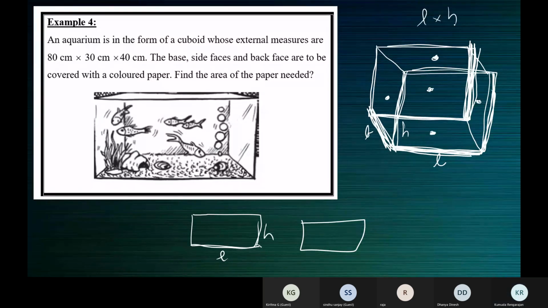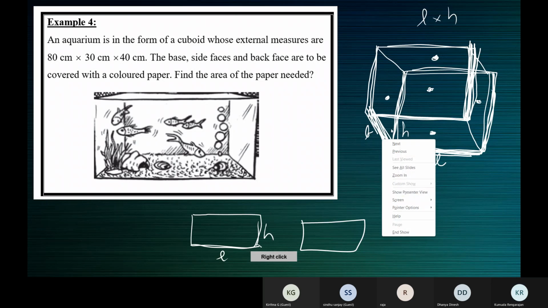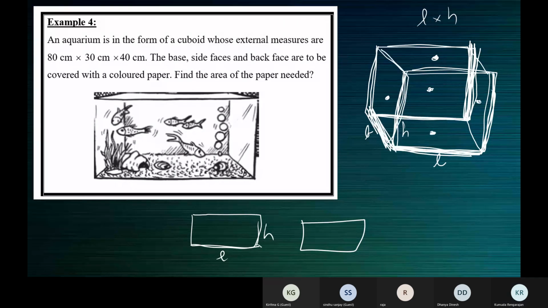This is understood? Raja? Are you getting that? Yes, ma'am. Then tell me the dimensions of the side faces. This is a side face. And this is the other side face. What are the dimensions of the side faces? The side faces are congruent. They are identical.